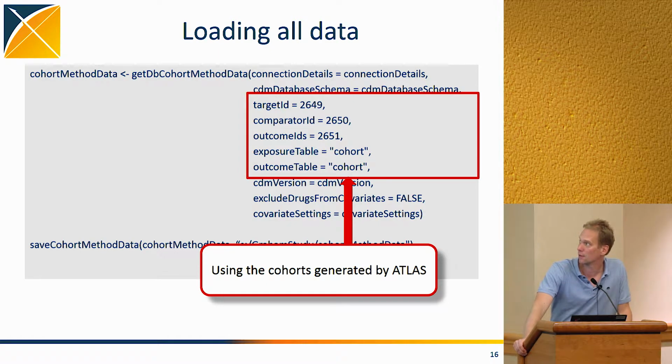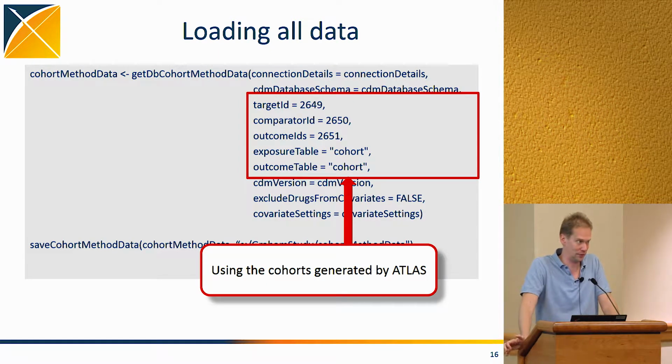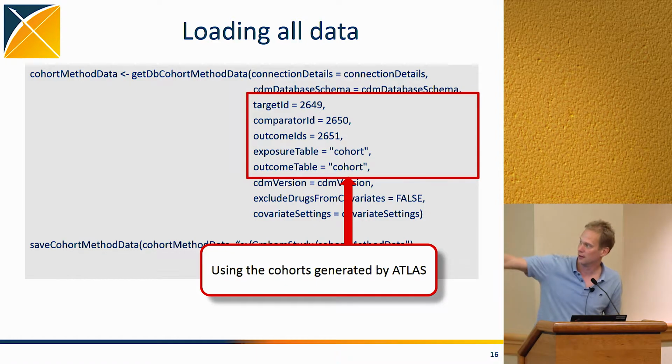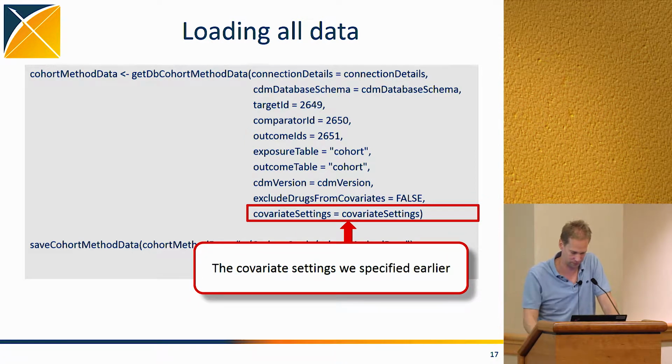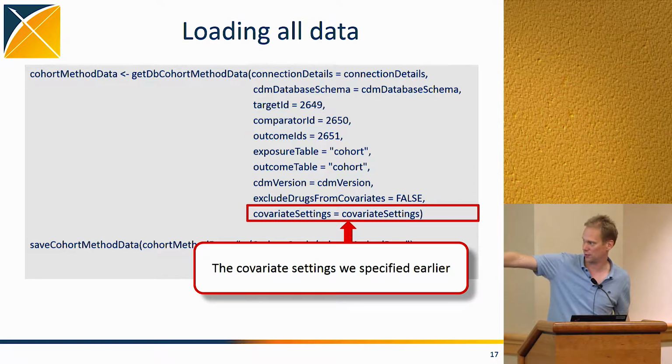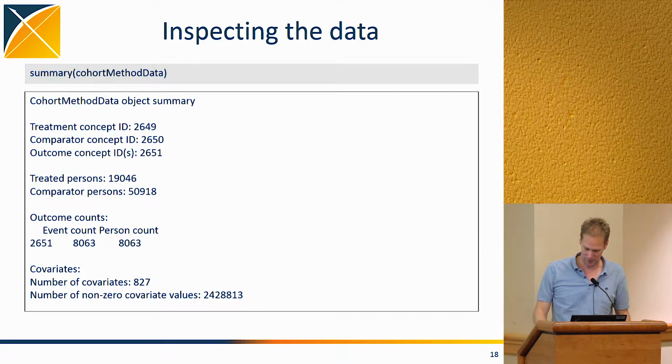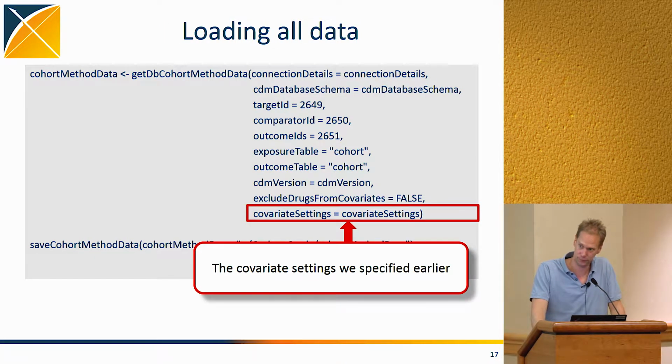You can, of course, just inspect this data. In R, you have generic functions like summary, and you can just call summary on the cohort method data. In this case, it will tell you what the T, C, and O are that you extracted, how many people there are in there, and how many times the outcome was observed. It also tells you that in this case a very small set of covariates was constructed, but there were still quite a lot of non-zero values for those covariates observed.